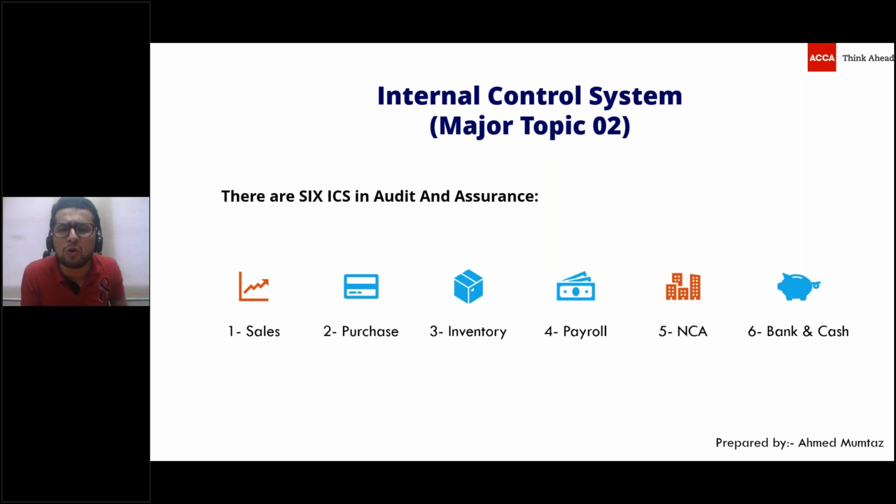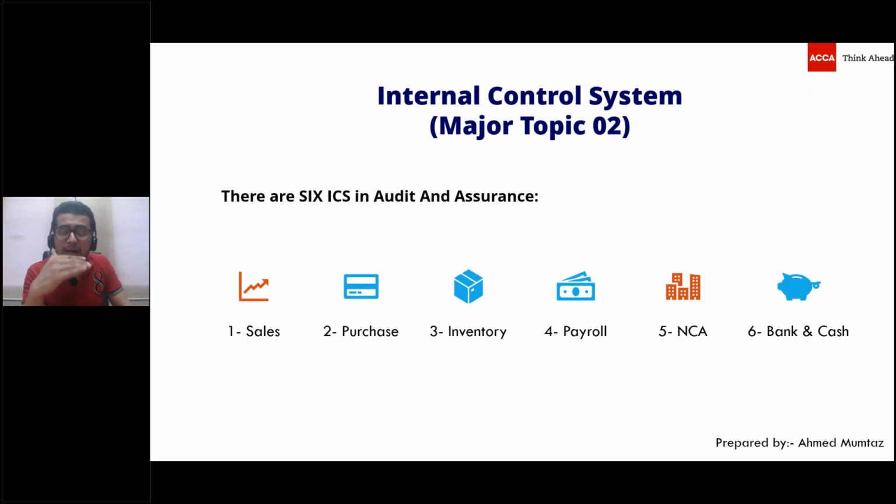What do I mean by control systems? Control systems means a set of policies and procedures. Control system means rules and regulations. Control system means a list of do's and a list of don'ts. So a control system is not a tangible system. It's about the policies and procedures, the rules and regulations, which would be designed and implemented by the management just to make sure that they could achieve their objectives easily.